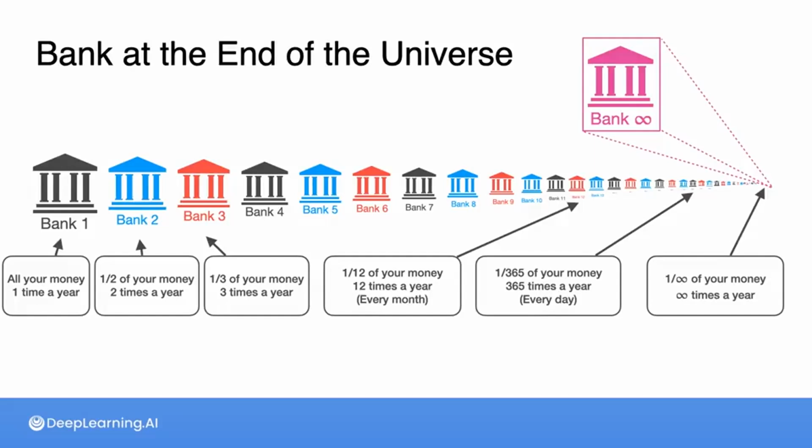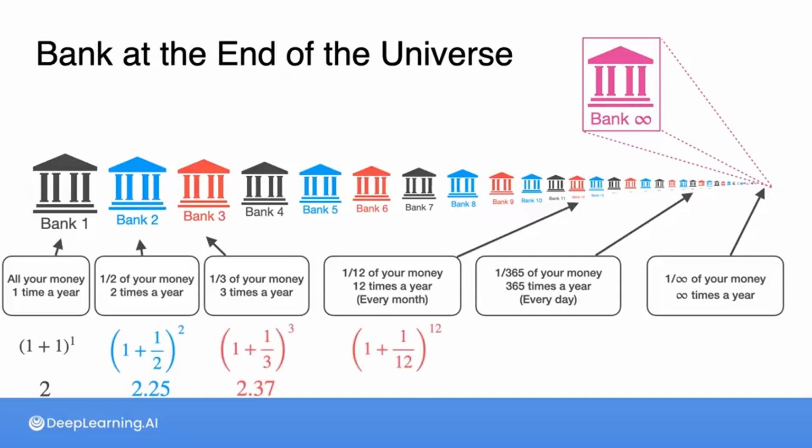So let's see how much money bank infinity would give you at the end of the year. So bank 1 ends up with (1 plus 1) to the 1. Bank 2 with (1 plus 1/2) to the 2. Bank 3 is (1 plus 1/3) to the 3. Bank 12 is (1 plus 1/12) to the 12. Bank 365 is (1 plus 1 over 365) to the 365, which already is 2.7145. And bank infinity gives you, well, this is not a good mathematical expression, (1 plus 1 over infinity) to the infinity, but it's basically the number that all these numbers converge to: 2.25, 2.37, 2.613, 2.7145, etc., etc., etc.